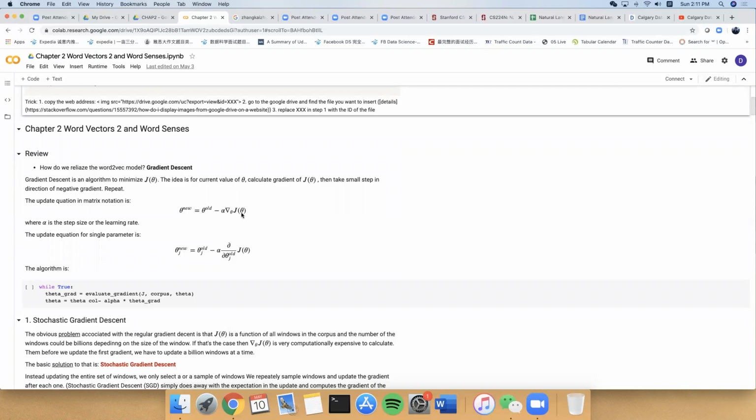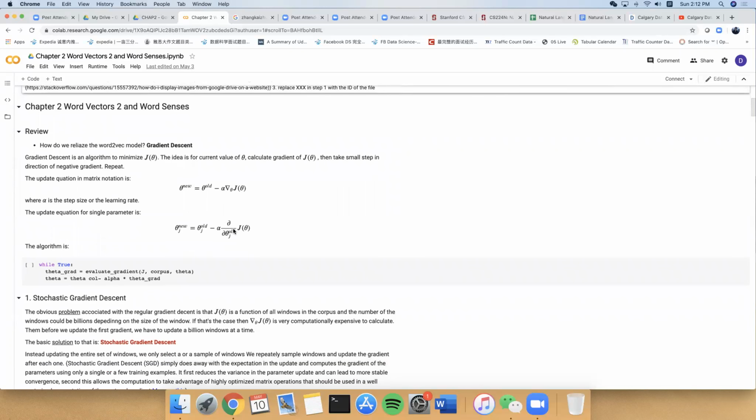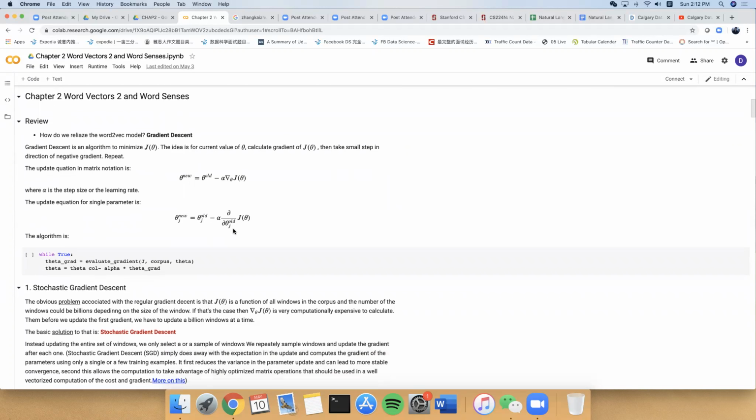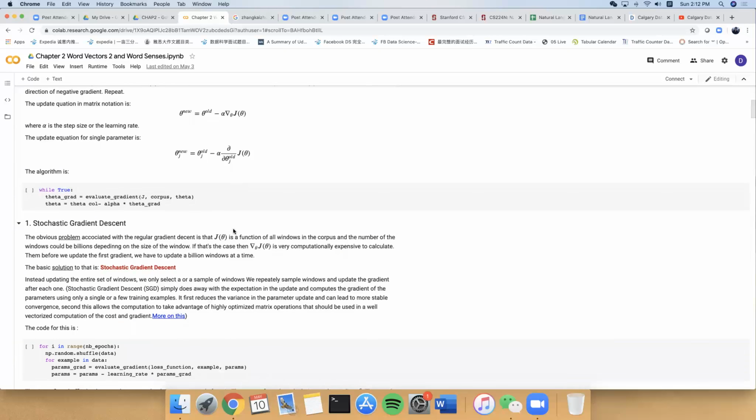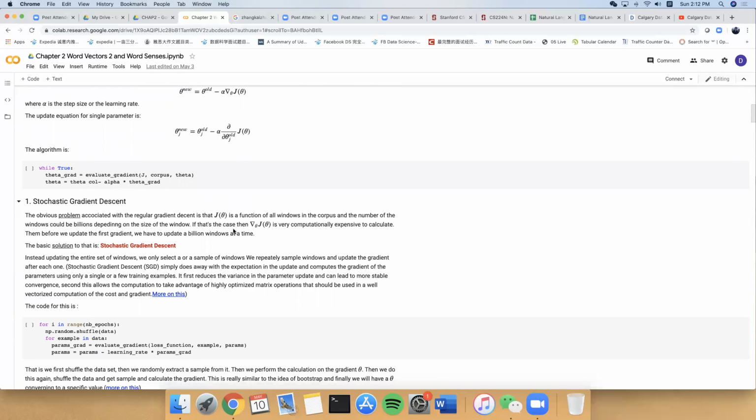We repeat that several times. It's like starting from the top of the mountain and sliding down until we get to the bottom, and then we find the final parameters we want to use for the model, and the final solution to the model. Okay, so that's gradient descent.